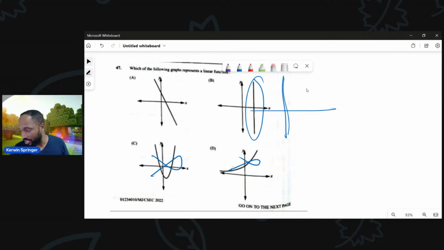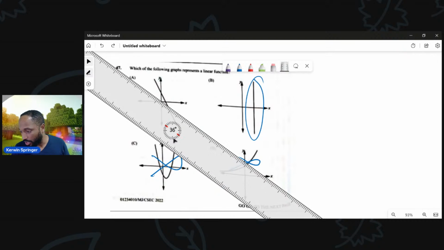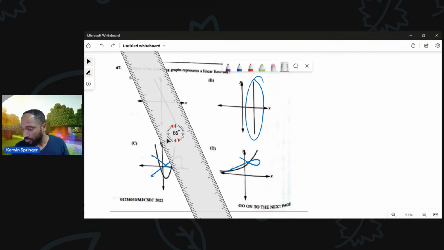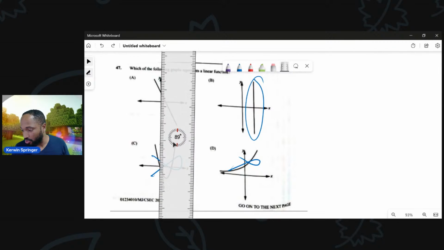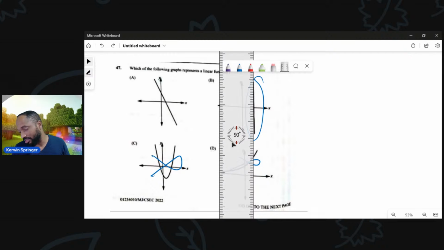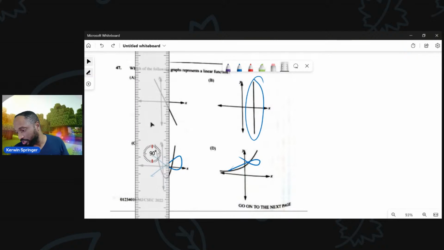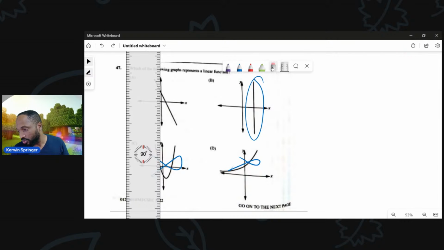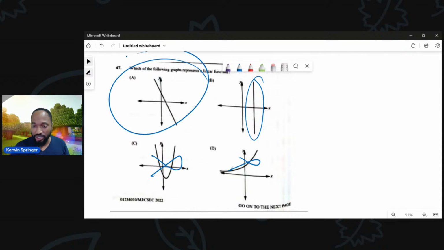It will fail the vertical line test. The vertical line test is if you pop out a ruler in the exam. A vertical line test means nowhere on the line should you see more than one point, and when you reach here, you can see a whole series of points. You should only see one point. The ruler must only cut the line once. So the only one that is a linear function is A.